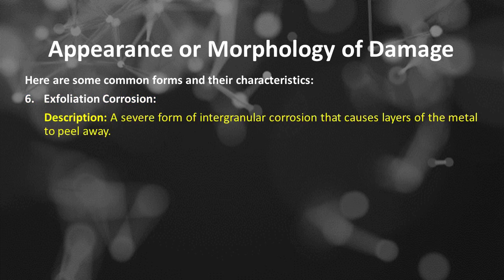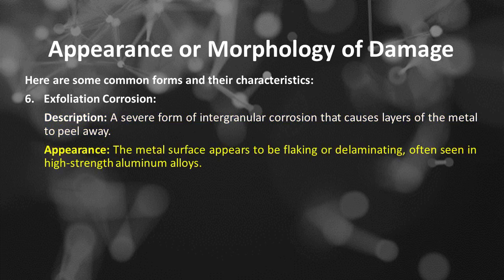Number 6 is exfoliation corrosion. Exfoliation corrosion description. A severe form of intergranular corrosion that causes layers of the metal to peel away. Exfoliation corrosion appearance. The metal surface appears to be flaking or delaminating, often seen in high-strength aluminum alloys.